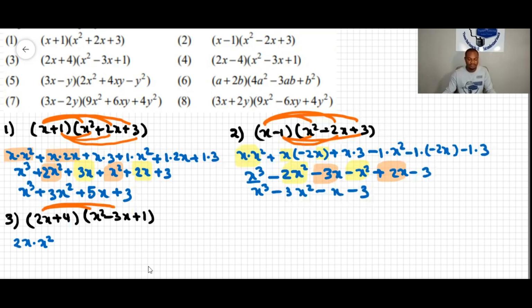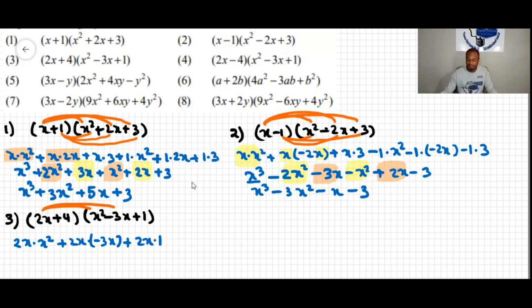That would be plus 2x times negative 3x. We use the bracket because of the negative sign. And then plus 2x, I wrote plus 2x because there's no sign in front of the 2x, meaning it's positive. So I always start with the positive sign. 2x times 1.